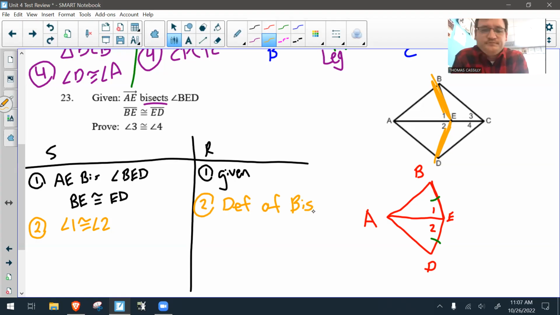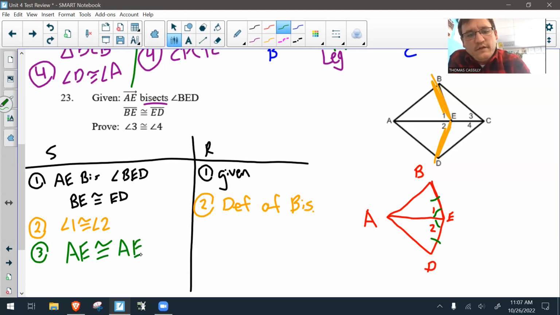Now, from here, we know BE is congruent to ED. That was given. We just said angle 1 is going to be equal to angle 2. And now for step 3, we have a reflexive side. We can say AE is congruent to itself, AE. That's just going to be reflexive.